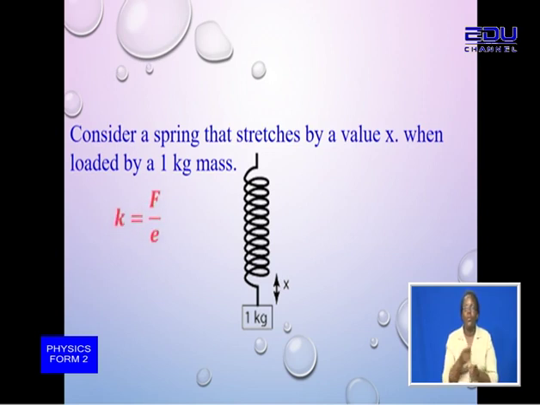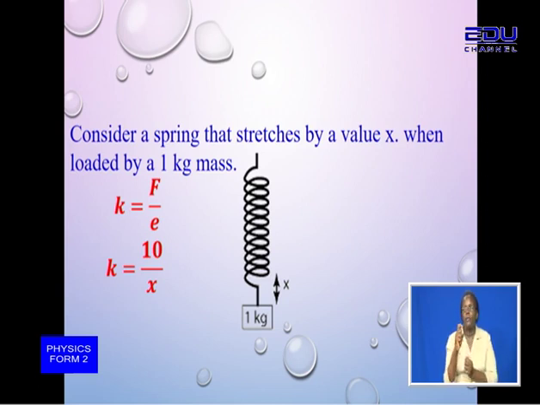So from K is equal to F over e, it is easy for us to calculate the spring constant K. In this case, we know the force is 10 newtons, and the extension is x. So K is equal to 10 over x.